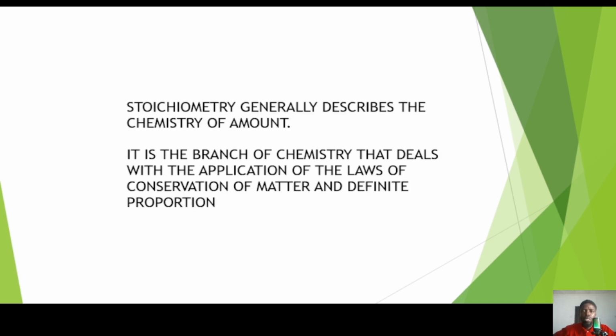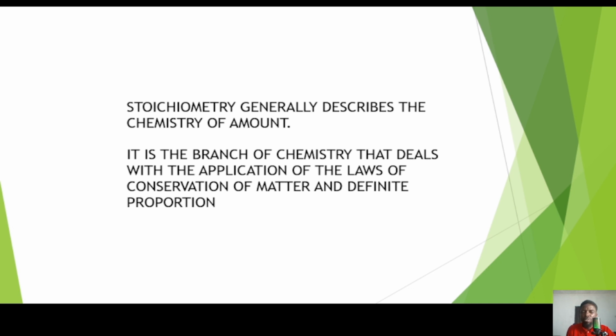What is stoichiometry? Stoichiometry generally describes the chemistry of amount. So which means to any layman that comes around and asks you, probably somebody that is not a science student or somebody on the streets just says, what is stoichiometry? It sounds like a very strange word. You simply describe it to the person as the chemistry that deals with amount. It's more like measuration in chemistry. So once you are quantifying things during a reaction or a process, basically what you're doing is stoichiometry.